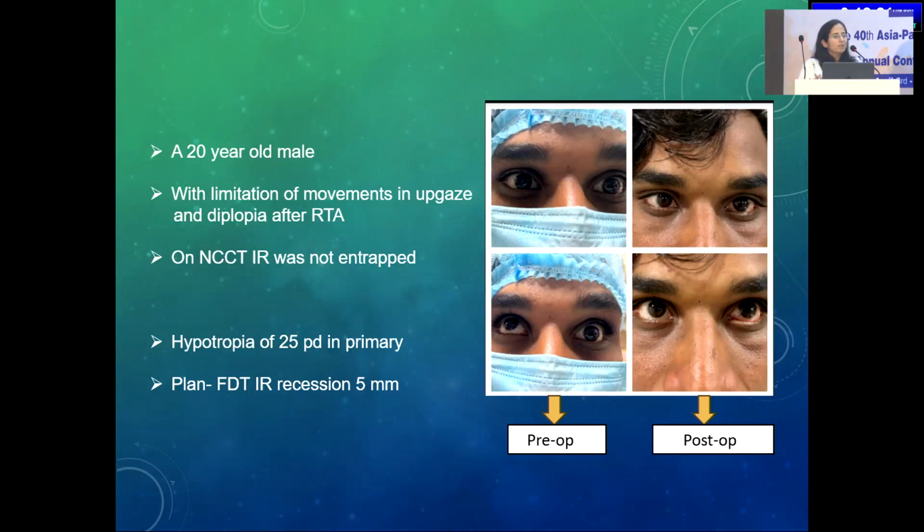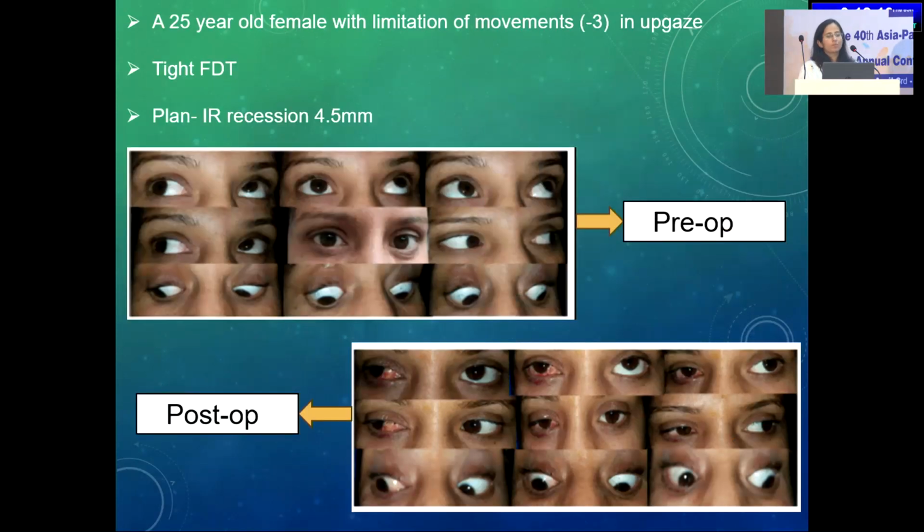There is a reason why I am limiting to 5 millimeters, and that is because if we do it beyond 5 millimeters, there is a risk of lower lid retraction. And this is another case of a 25-year-old female. She had cysticercosis on her CT scan, and FTT was tight for inferior rectus. Following that, inferior rectus recession of 4.5 millimeters was done.